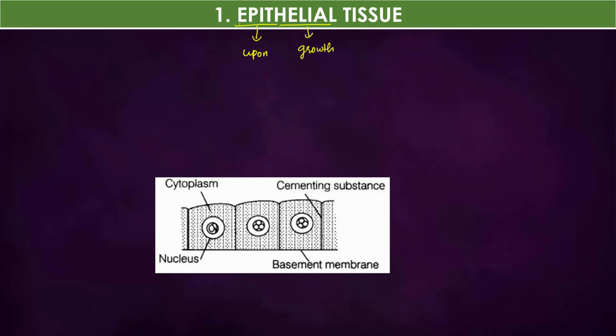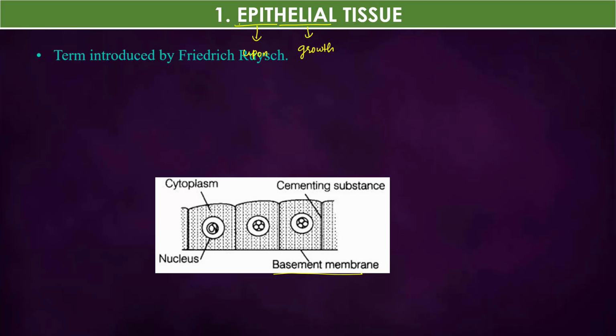Here you can see the epithelial tissue, and there will always be a basement membrane beneath the epithelial tissue, and beneath the basement membrane there is connective tissue. So between epithelium and connective tissue, a non-cellular basement membrane is present, which is highly permeable. Let us continue our discussion with epithelial tissue.